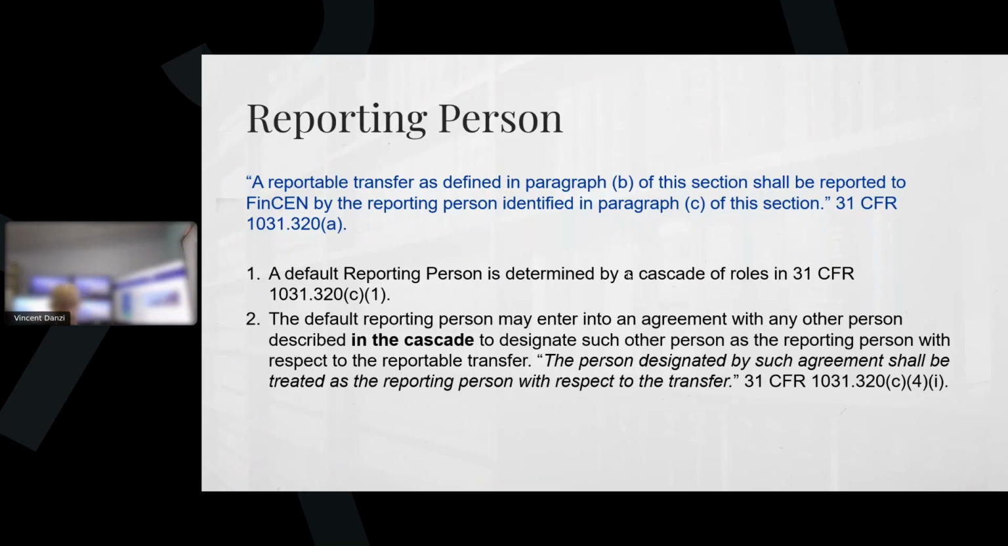Now, it's important to remember that that transfer of responsibility only happens when the designation is made within the reporting person cascade. So if, let me go on to the next slide and it'll actually become clear.